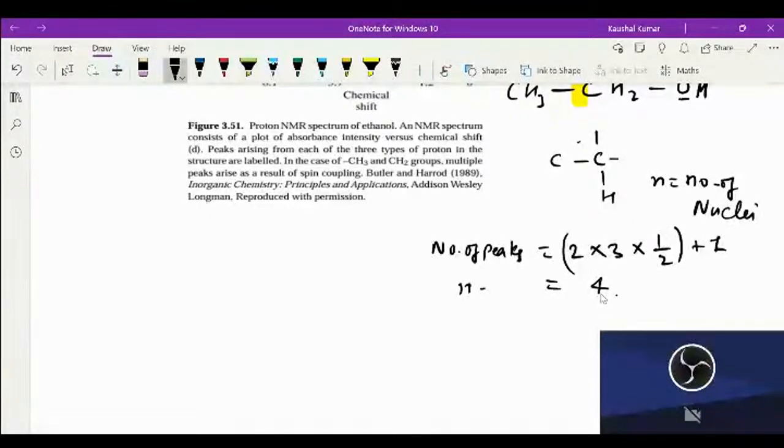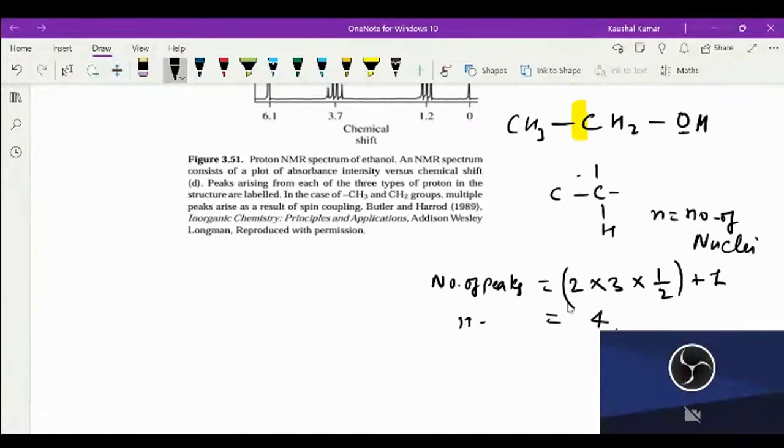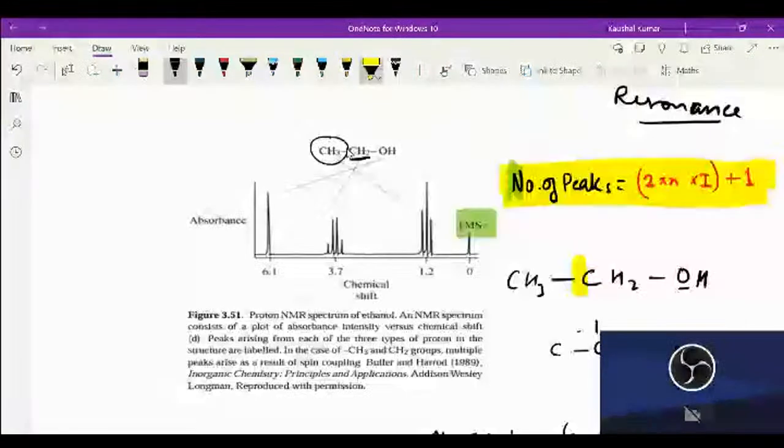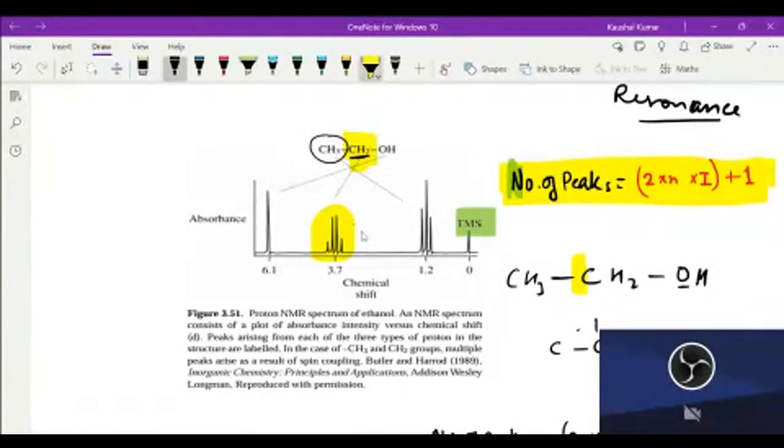Are you people there, or am I teaching myself only? So for the CH2, as we said, coupling with the CH3, the peaks will be 4. And for the CH3, coupling with the CH2, 1 will be the peak. Total 4 peaks you can see.